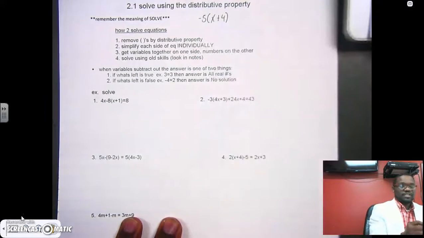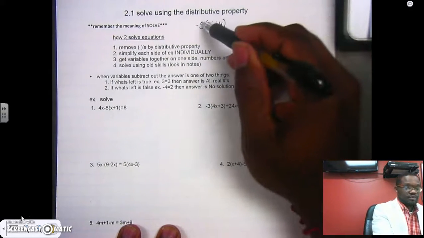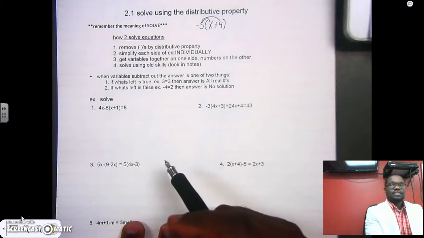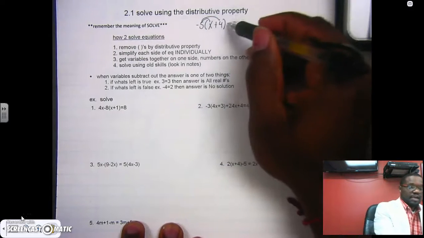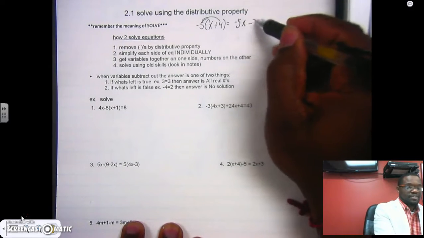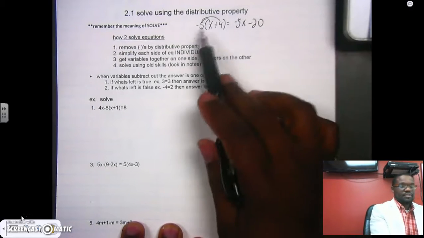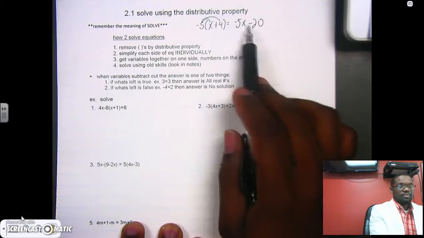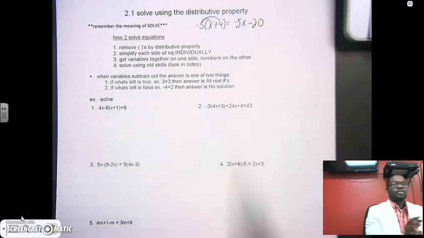The distributive property says I'm going to distribute this number on the outside through multiplication to every term inside the parentheses. So that's negative 5x minus 20. Negative 5 times x is negative 5x. Negative 5 times 4 is minus 20. So that's going to be used today as we go through our lesson.